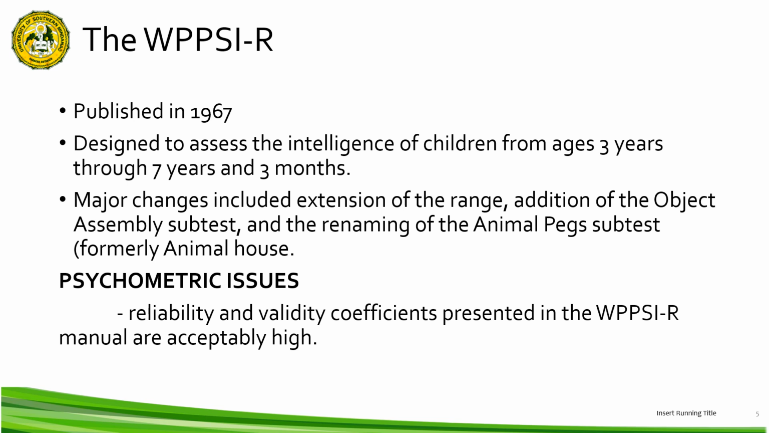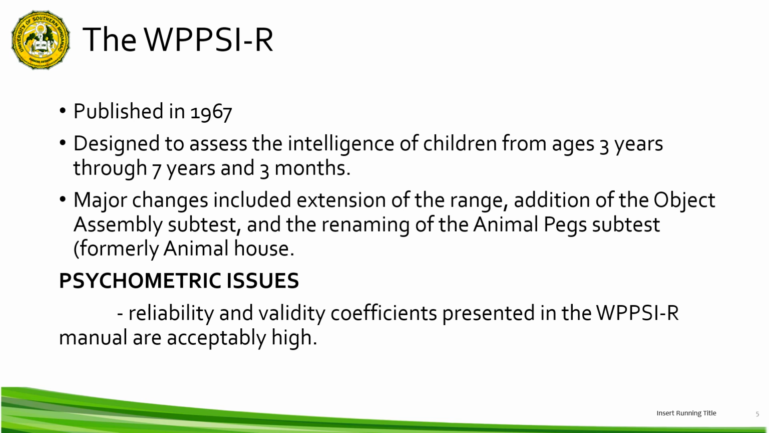Next subtopic under intelligence test, we have the WPPSI-R test. Wechsler in 1967 had decided that a new scale should be developed and standardized, especially for children under age 6. So this is where the WPPSI-R was developed because it was designed to assess the intelligence of children from ages 3 years through 7 years and 3 months.